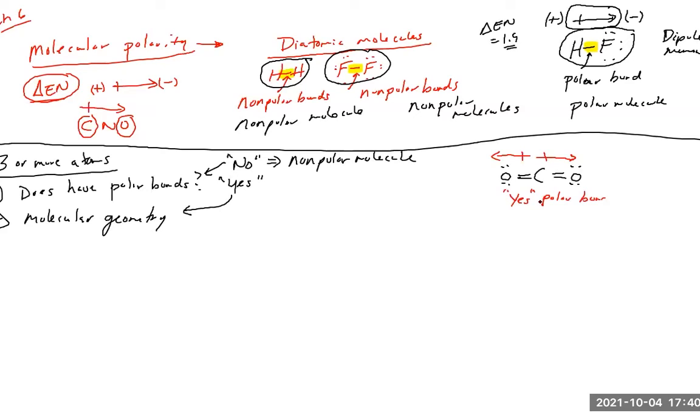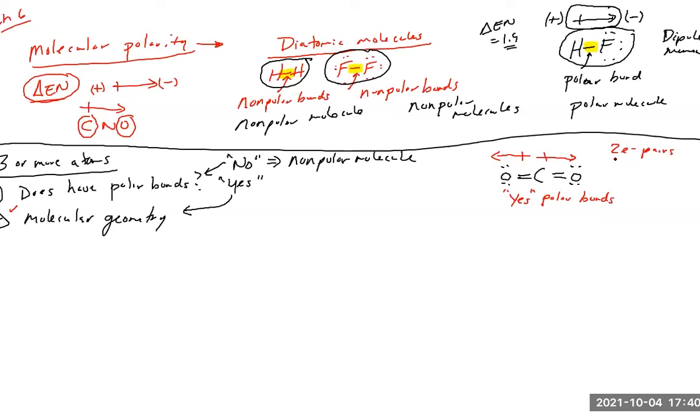So again, you may be thinking it has polar bonds, so it would make sense that it is a polar molecule. In a case like this, we do need to go to the second thing and look at the molecular geometry. In this case, if we look at the center atom, it has two electron pairs.